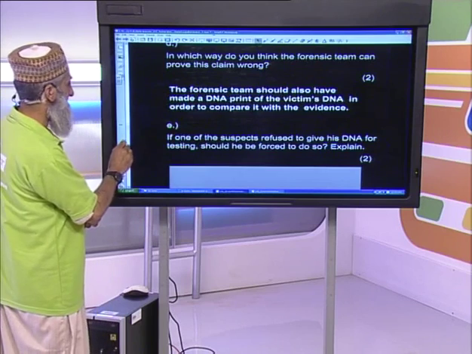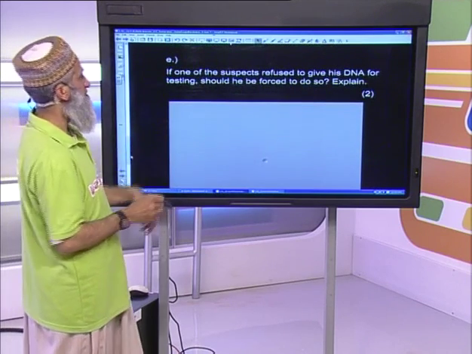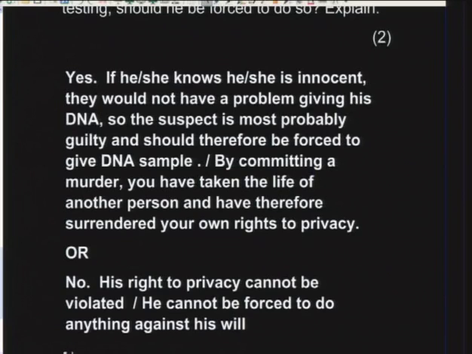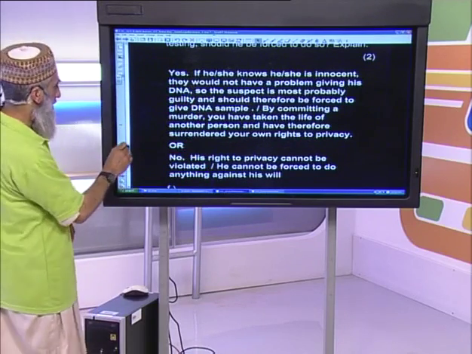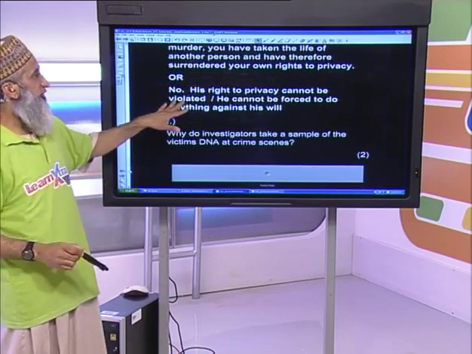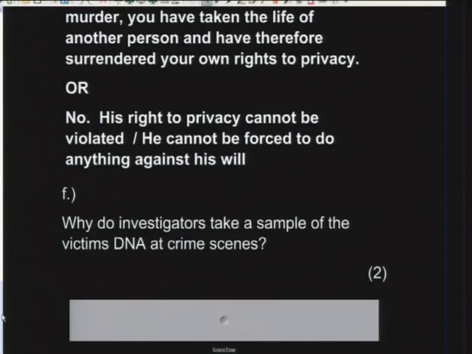And the last question says, if one of the suspects refused to give his DNA for testing, should he be forced to do so? Again, you could say yes there, and you can answer that, your argument. But you must agree first and then give your answers. For example, he claims he's innocent, or it's his constitutional right not to give his blood, etc. You can read that. Or you can say no, because his right to privacy cannot be violated, he cannot be forced to do anything against his will, and so on.